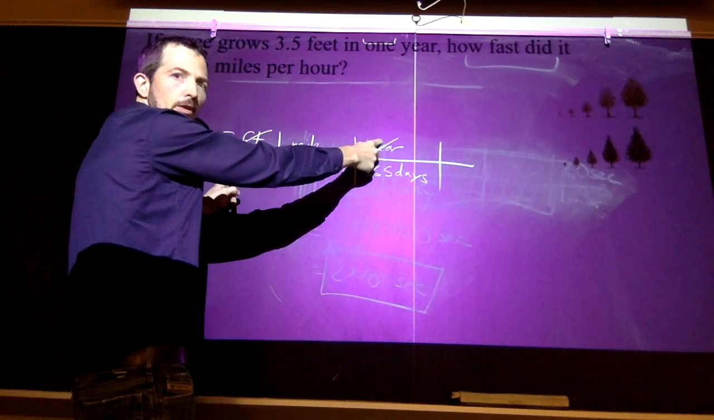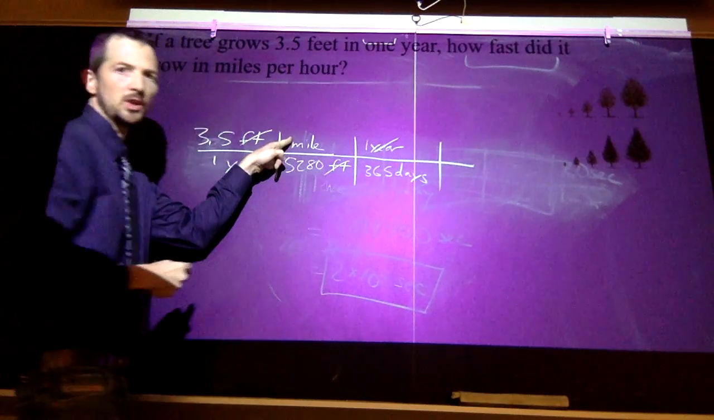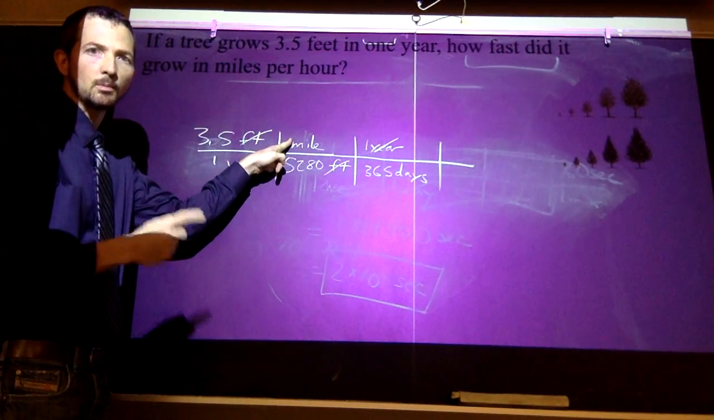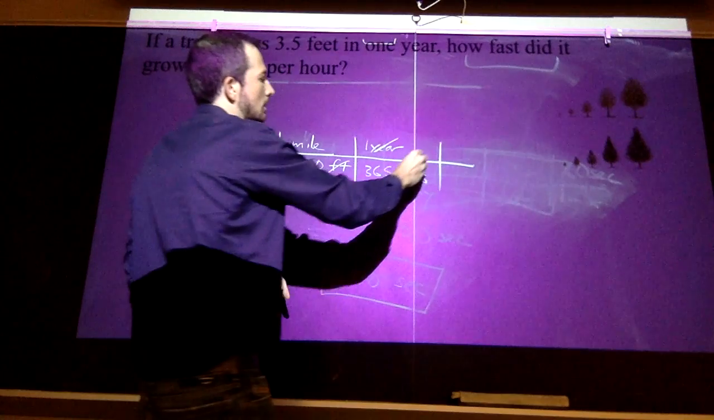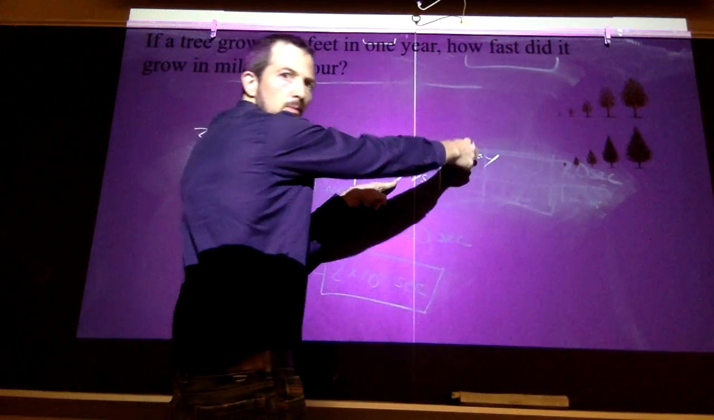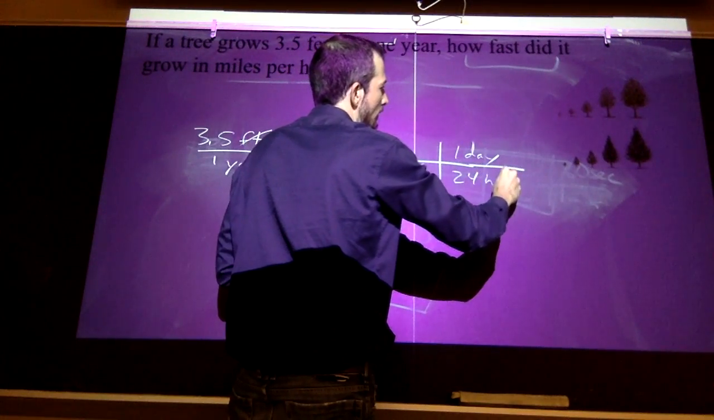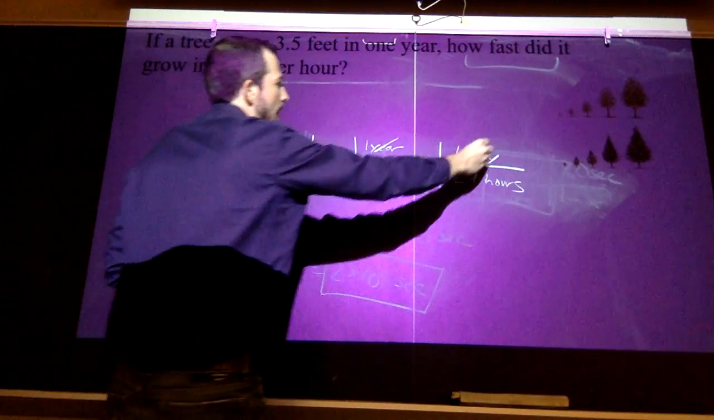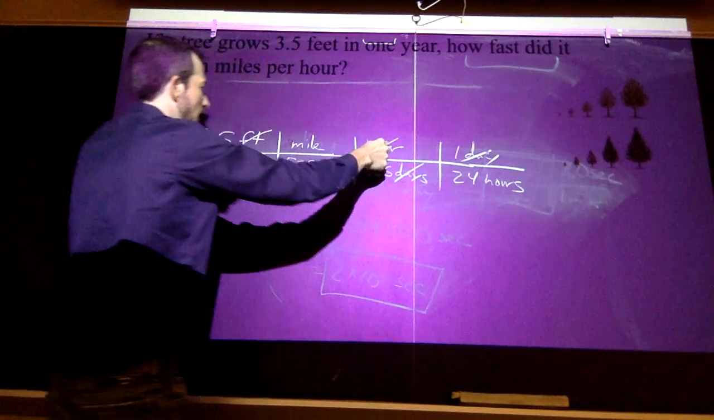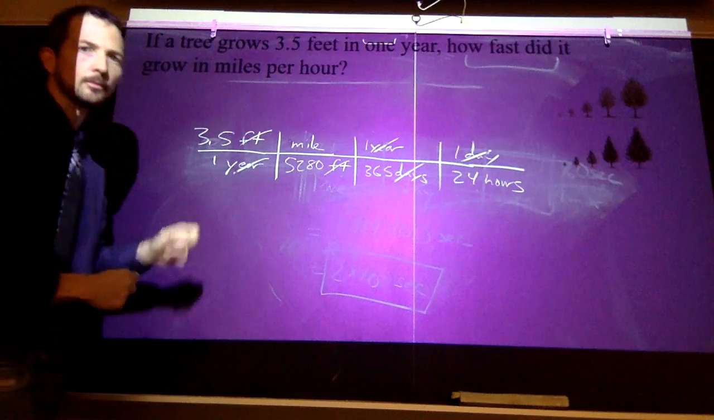So my years, notice how my year is on bottom here, so I put year on top here so it cancels out. So now what do I have? Miles per day. Okay. I want miles per hour. So again, days on bottom, put day on top here. And I know there's 24 hours in a day. So days cancel out, years cancel out, feet cancel out, and I have miles per hour.